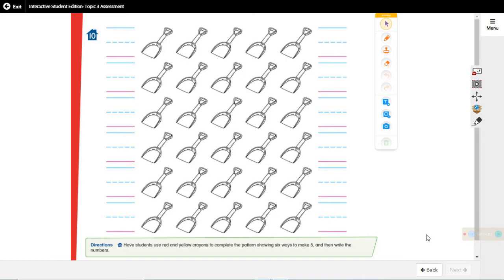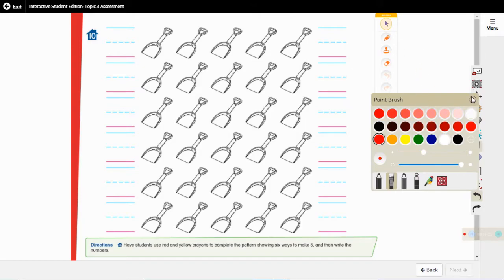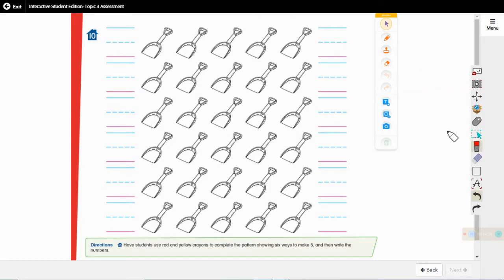So this page here is your last page, and it looks like a big one, but what we're doing is we are making a pattern. So I want you to get your red crayon out to start with, because we need to use yellow and red crayons to complete the pattern to show different ways to make 5. And then after that, we will go back and write our numbers. So with your red crayon, we are going to color the top row. We're going to color all 5 of these red.